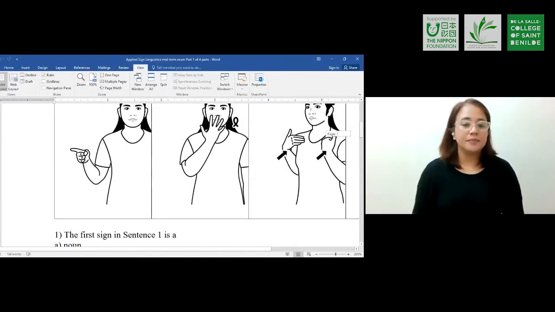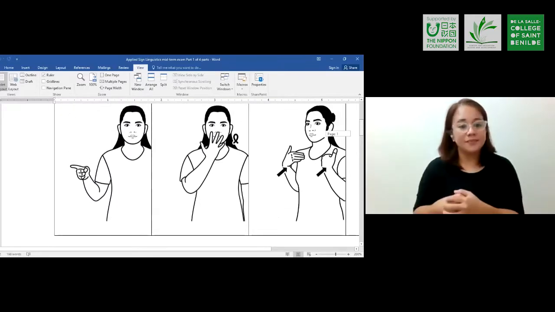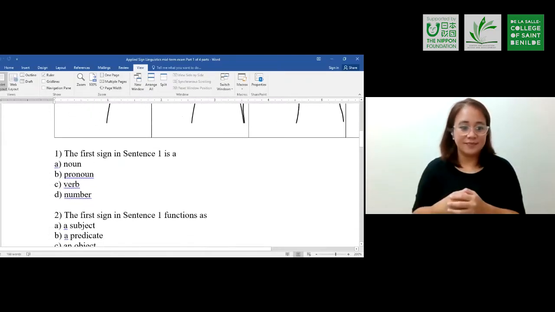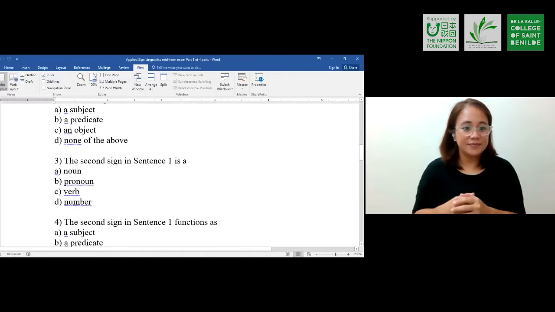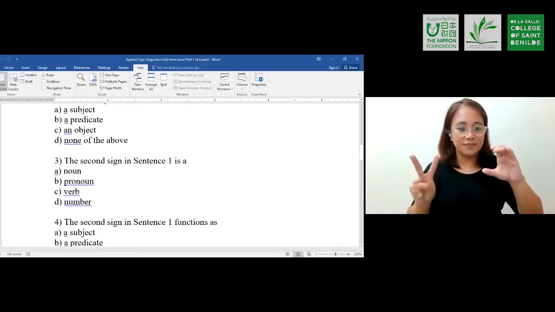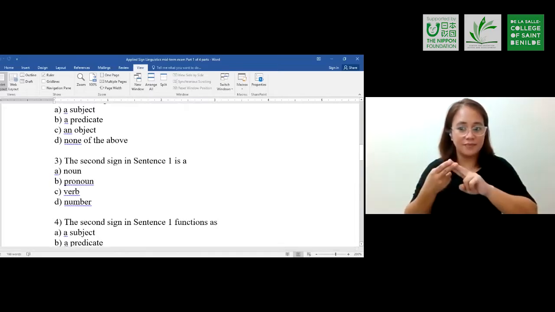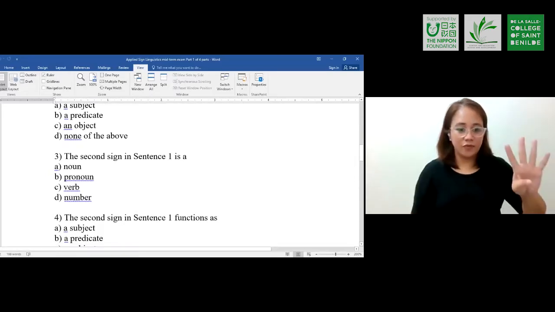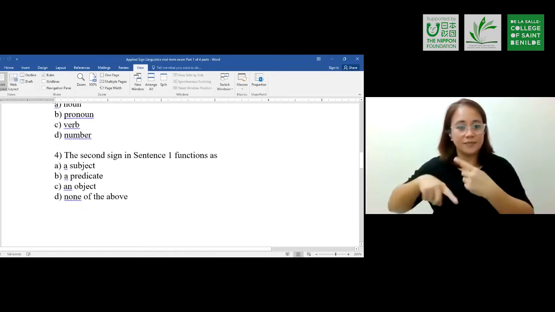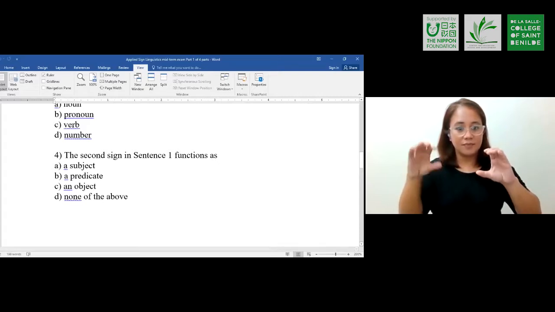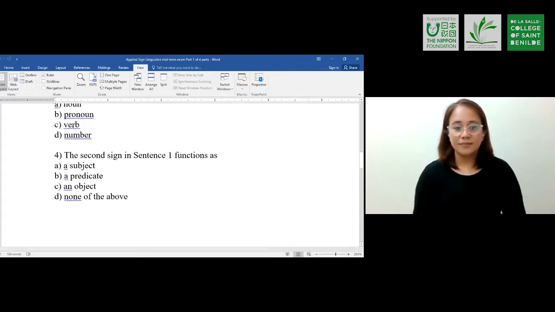Okay, the second sign here. The second sign in sentence 1 is A, a noun, B, a pronoun, C, a verb, D, a number. I see A's. Yes, correct. Number 4, the second sign in sentence 1 functions as A, a subject, B, a predicate, C, an object, D, none of the above. I see C's. Yes, correct.